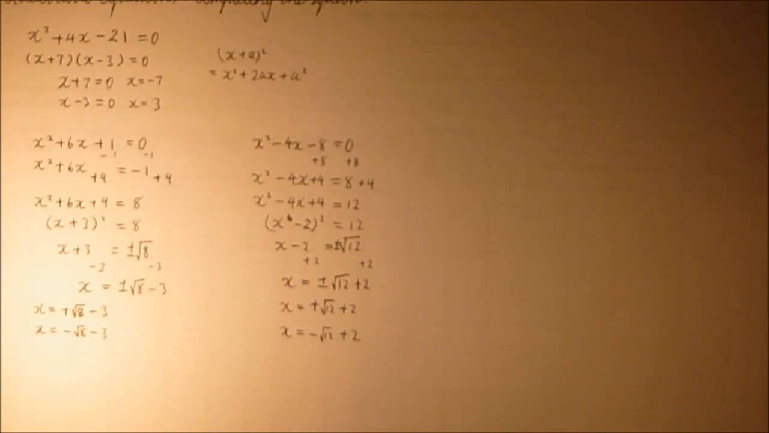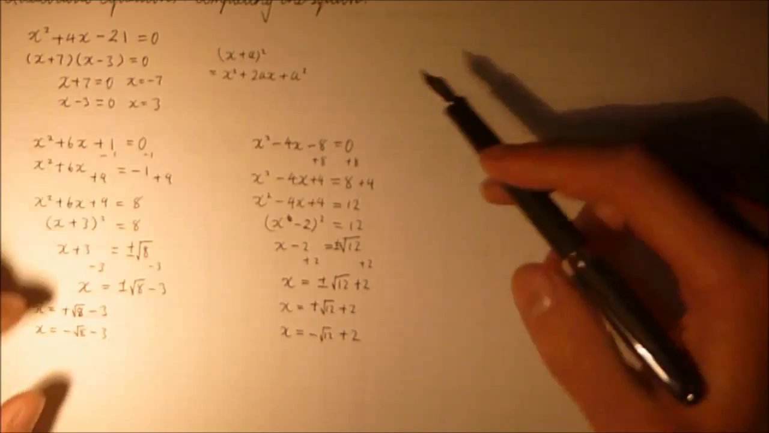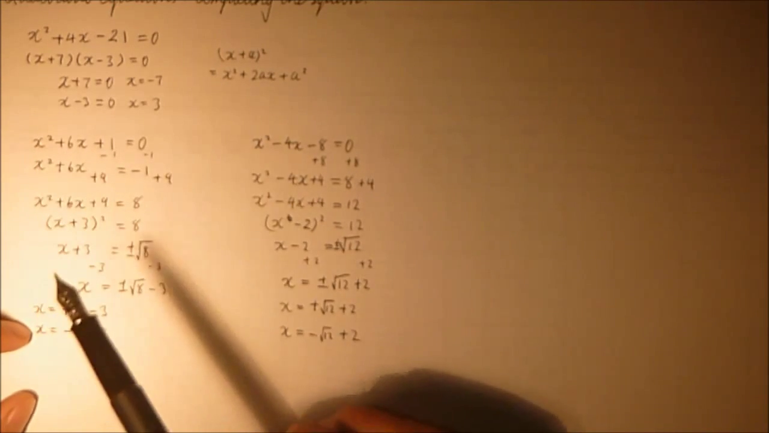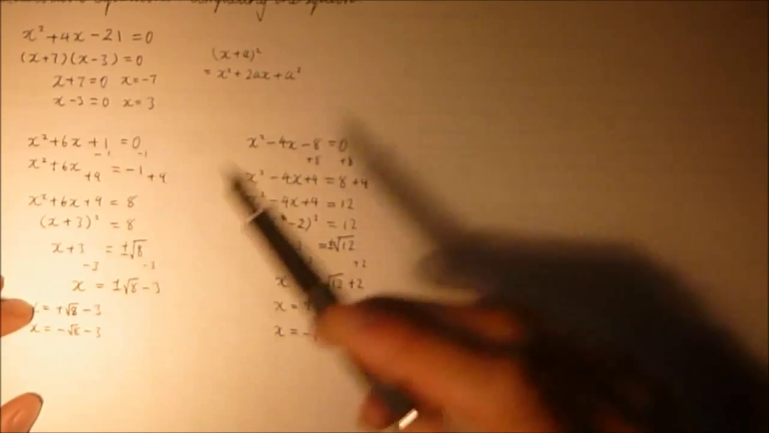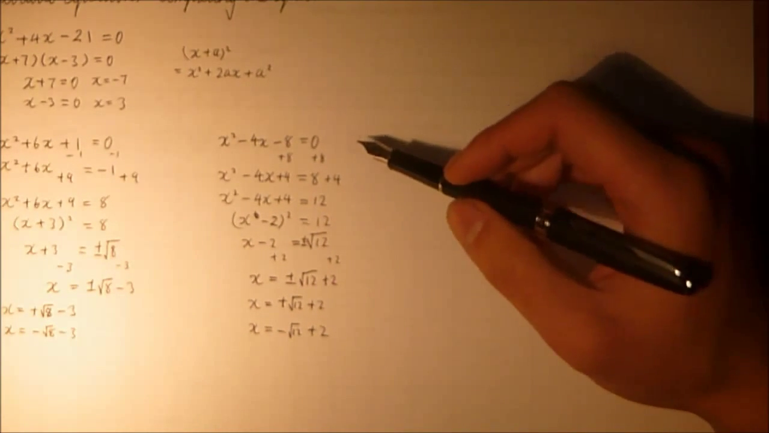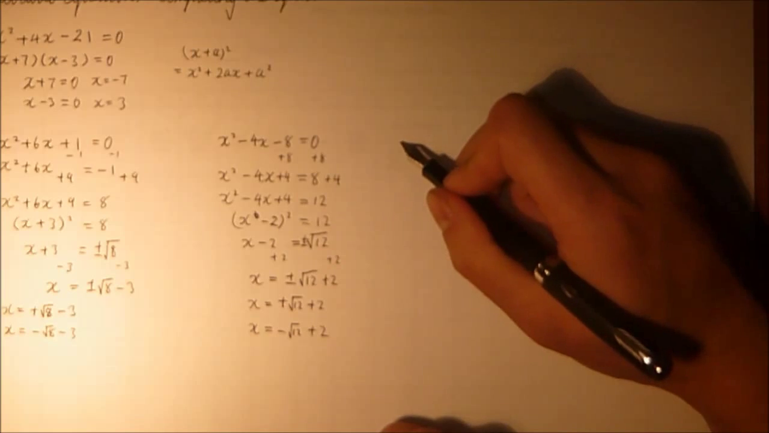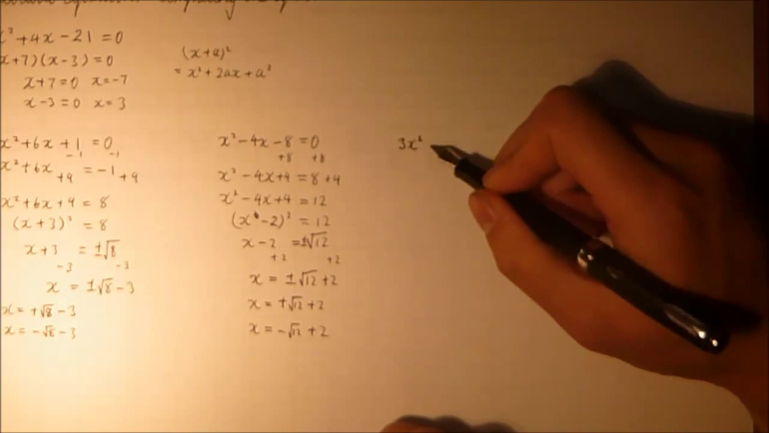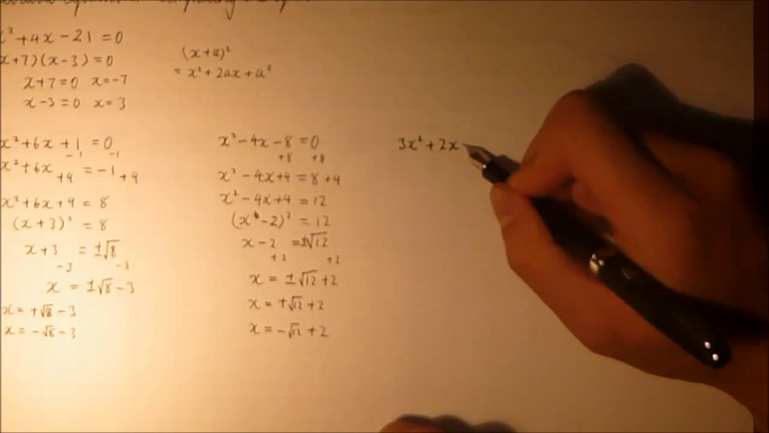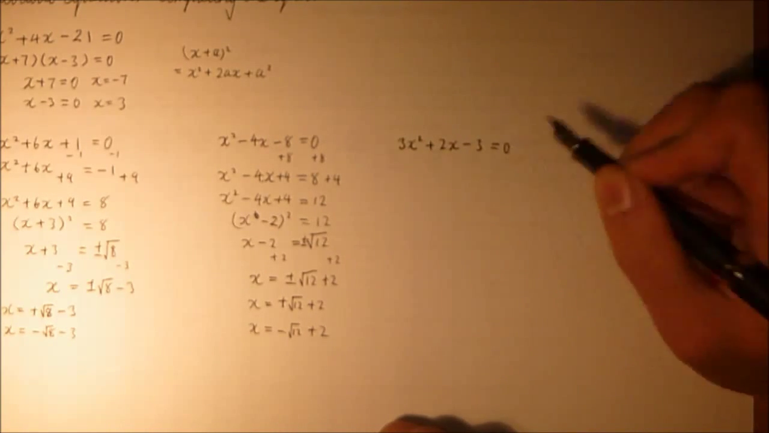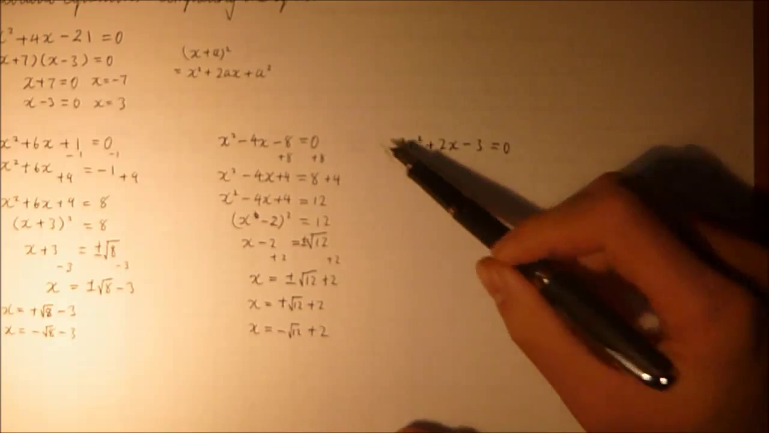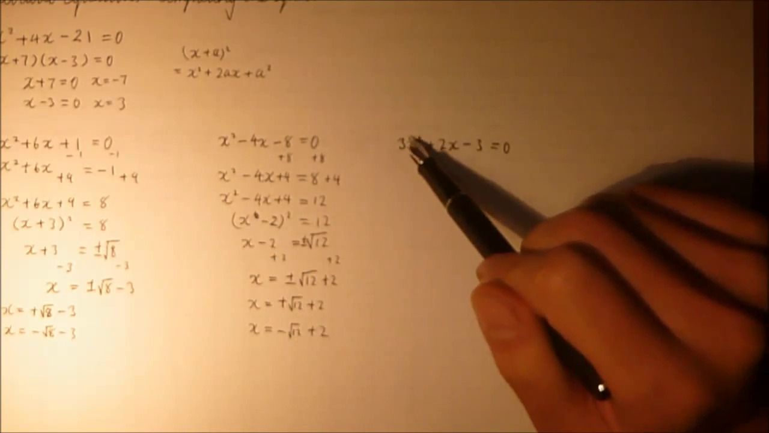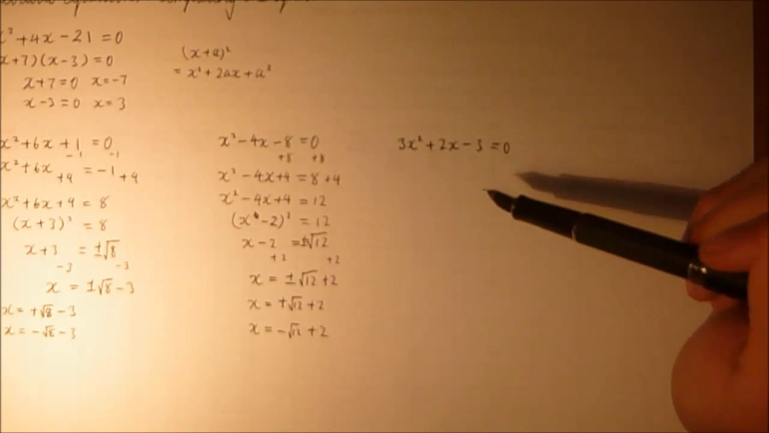Now let's have a more complicated example. If you notice, so far all the coefficients of x squared have been 1. Now what if it's larger than 1? What if there's actually a number in front of x squared? Let's have a look. 3x squared plus 2x minus 3 equals 0. As you can see here, perfect squares only work if the coefficient of x squared is 1.